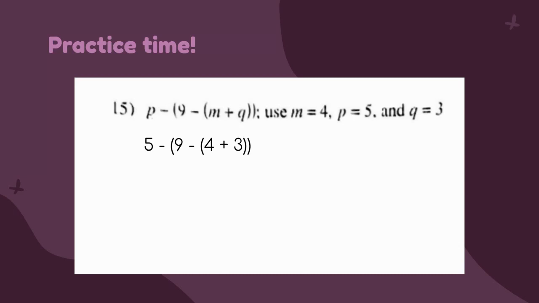Now we do order of operations. We have two different sets of grouping here, but they're within each other, so we have to work on the innermost set of parentheses, which is 4 plus 3. So 4 plus 3 is 7. This becomes 5 minus the quantity of 9 minus 7. We still have the grouping symbols to get rid of. 9 minus 7 is 2. Now it's regular subtraction. 5 minus 2 is 3.